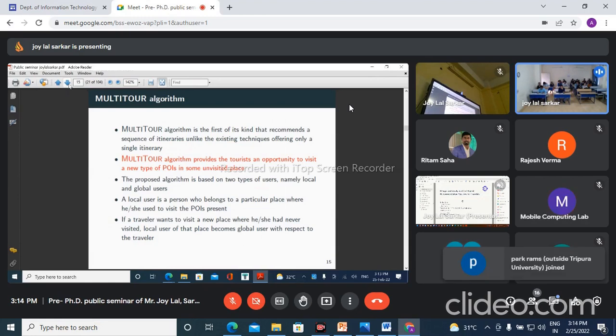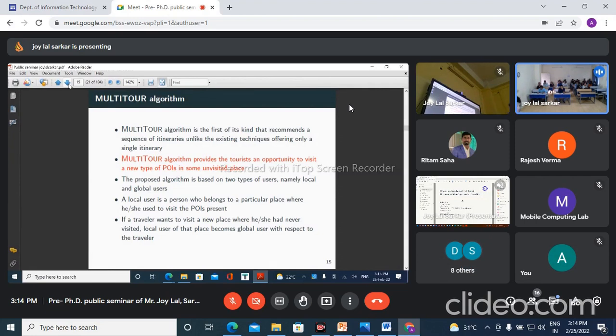Suppose you want to go to a place like Hong Kong, which we have not visited earlier. It's very difficult to find some place which is at my interest level. So that's why I have written here new type of POI, which I have not visited earlier. And the proposed algorithm is based on two types of user, namely local and global user.